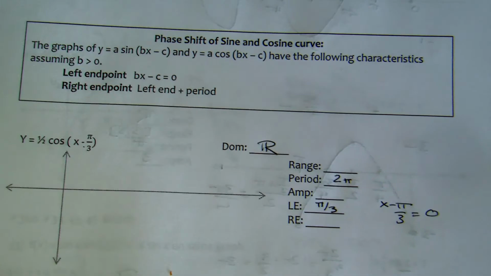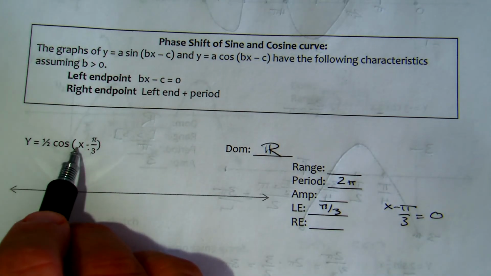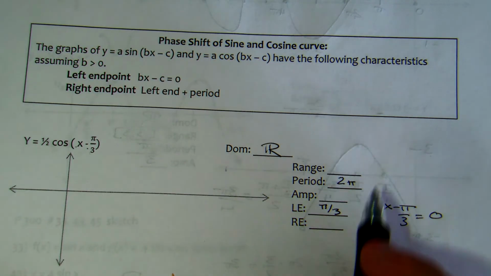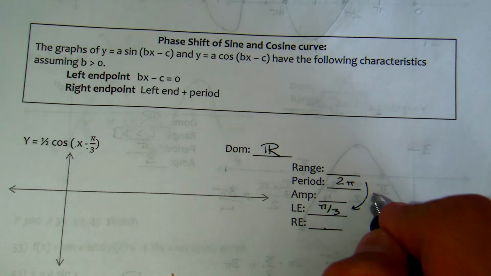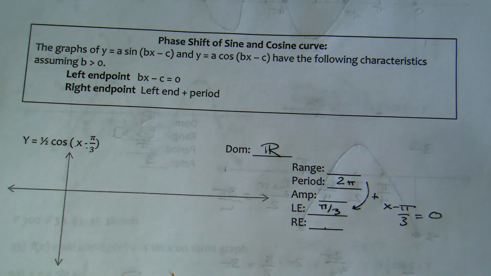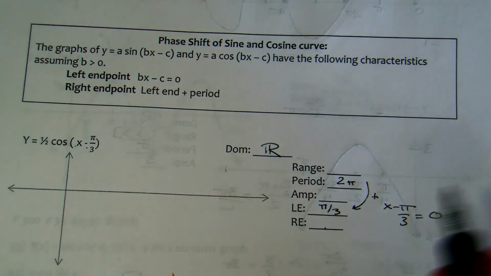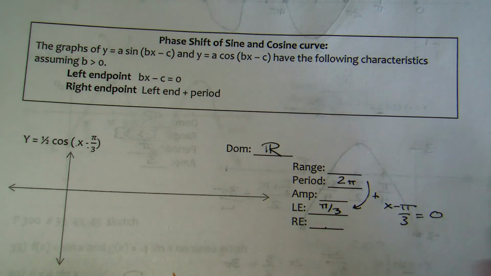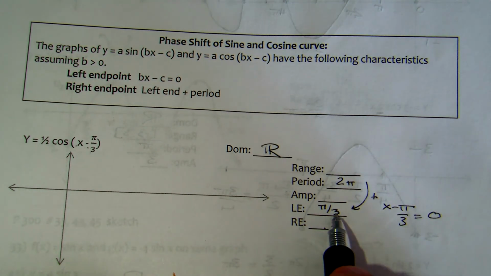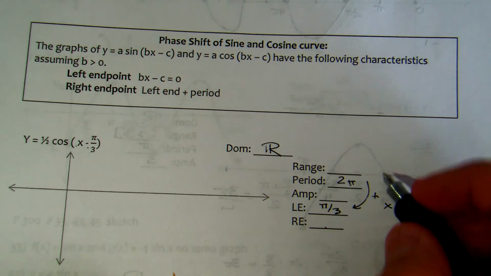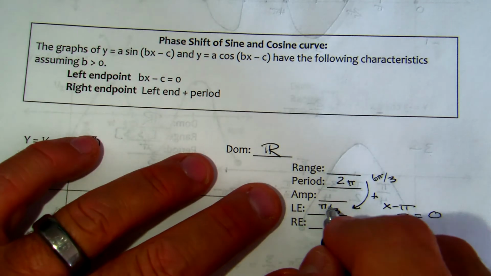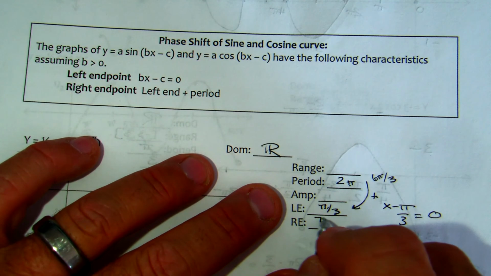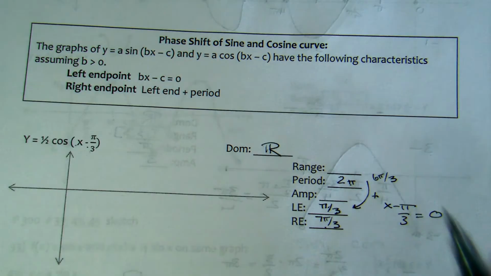Okay, now the period is 2 pi. I know that because the coefficient is 1. So b is 1, so 2 pi over b. What you have to do is add that to the left endpoint to get your right endpoint. Well, since we have a fraction, since we all enjoy fractions, I've got to find a common denominator. If I double the 3, I get 6. So 2 pi is equivalent to 6 pi over 3. So when I add it, pi over 3 plus 6 pi over 3, I have 7 pi over 3.